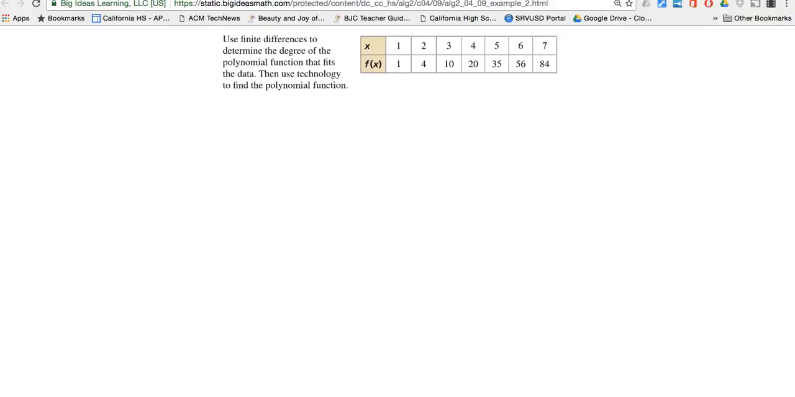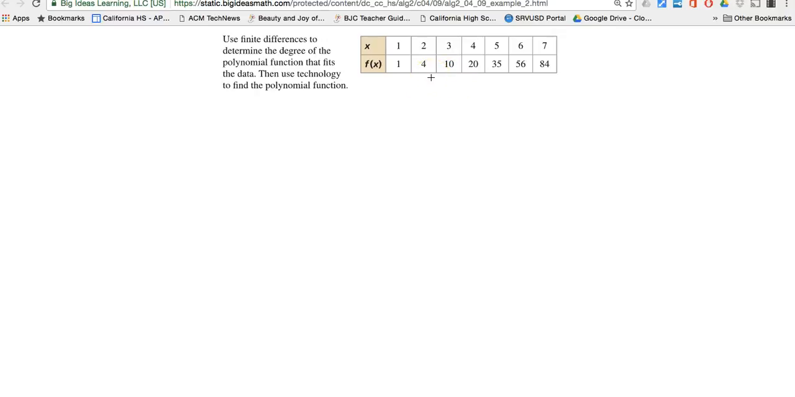All right, for the second example of 4.9, we are going to introduce something called finite differences, and we're going to see how that's used to determine the degree of a polynomial function if you know some of the data. So, first of all, finite difference just means that in order to find the degree of a polynomial function, you just keep finding the differences between the y values of a function.